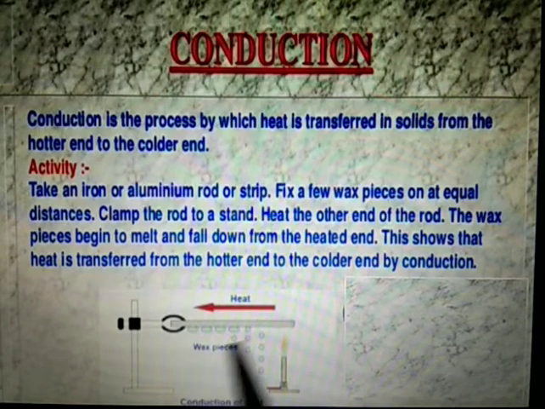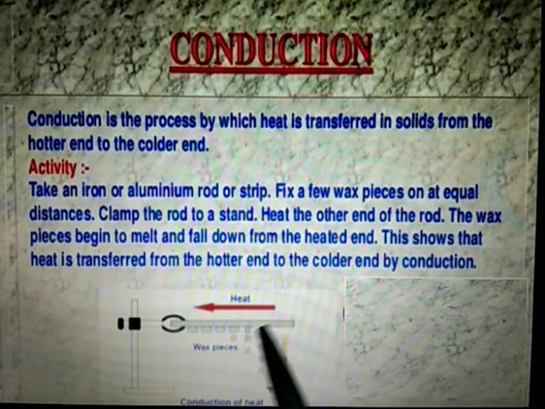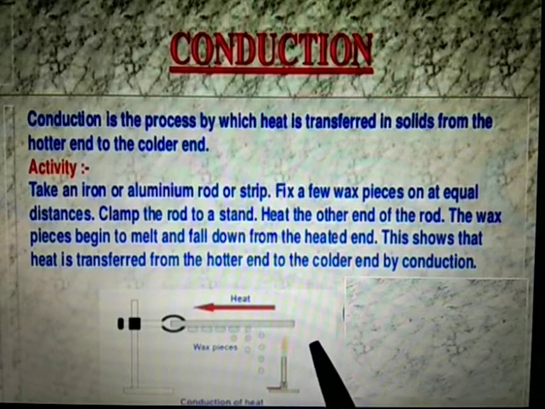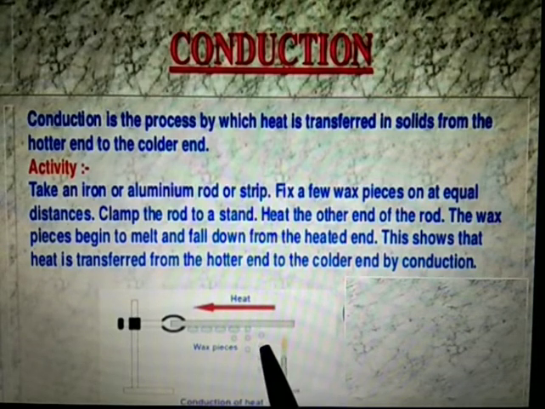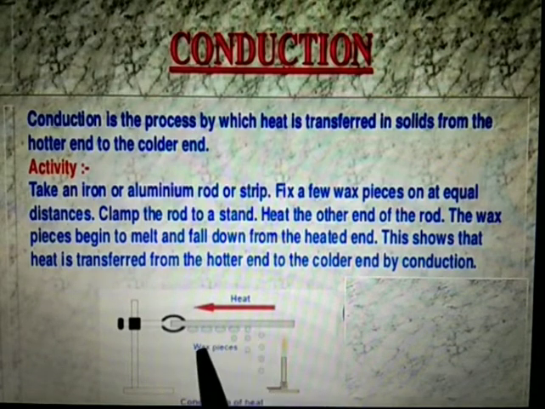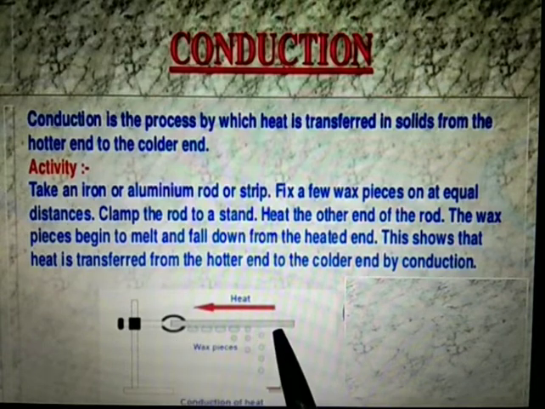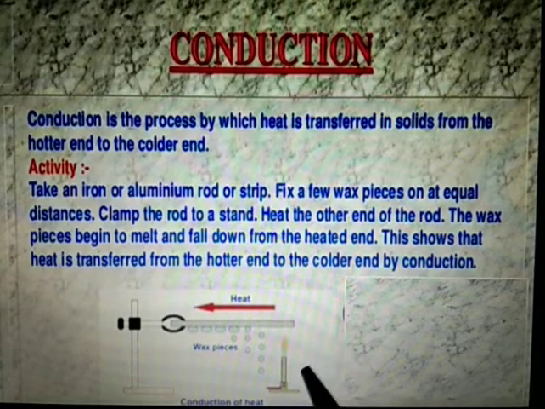Now this activity also clears how heat transfers in case of conduction. We'll take an iron rod, an iron rod or an aluminium rod and any metal rod and copper wire, you can take anything. Do this activity, you can do this activity at home but under the supervision of your parents only.